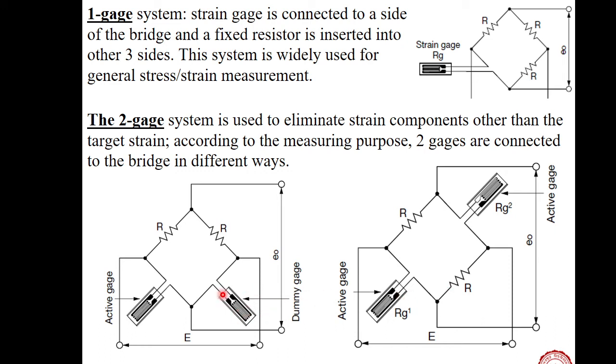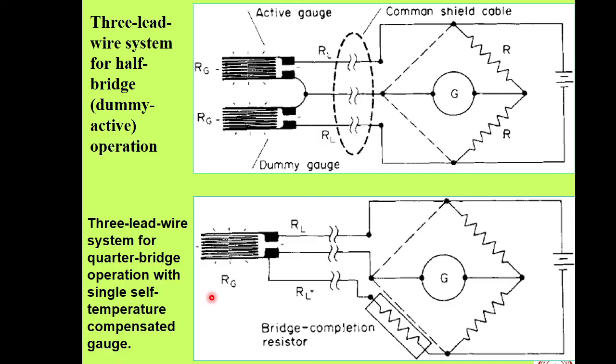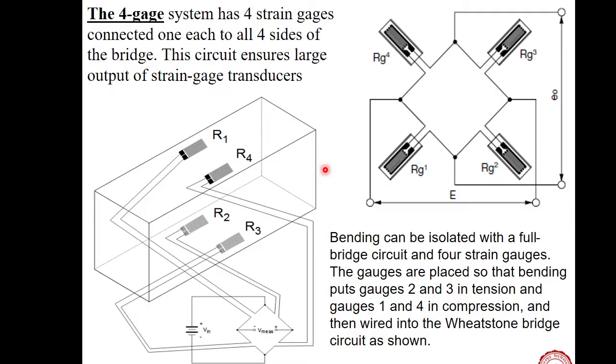And in this configuration, one is a dummy gauge, one is an active gauge. This is what we use to compensate for some interfering effects, right? Like temperature effect, etc. This is the temperature effect compensation method. Then the four gauges are all active.